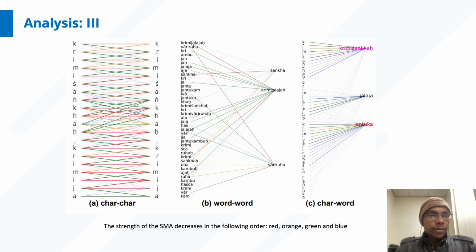We also perform probing analysis. So there are three components: char, word, and char-word interaction. The strength of the SMA decreases in the following order: red, orange, green, blue. So you can see the corresponding weights of those attentions, and there are interesting patterns. For more details, you can look into the paper.